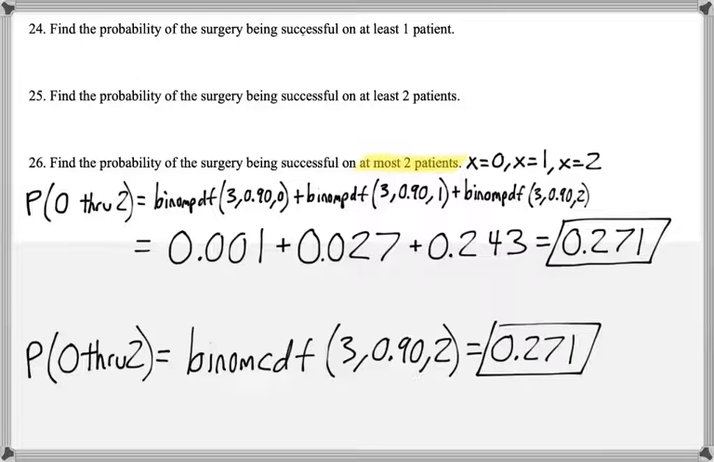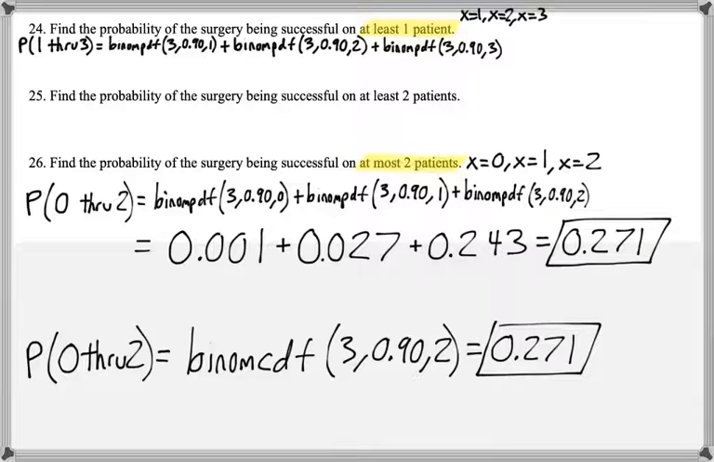Let's look at 24. Find the probability of the surgery being successful on at least 1 patient. So that would be x is equal to 1, 2, and 3. So the probability of 1 through 3, we could take the binomial PDFs for 1, 2, and 3, which are 0.027, 0.243, and 0.729, and add them up to get 0.999.